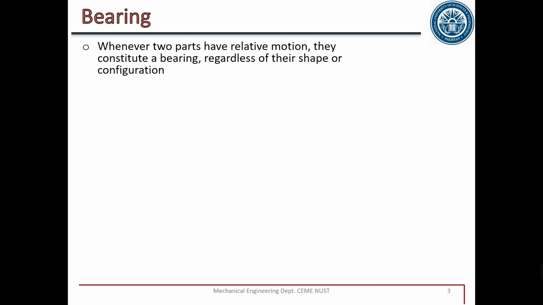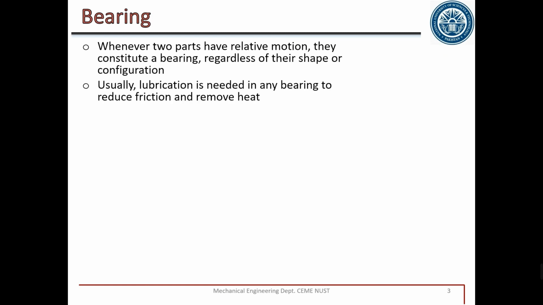So starting from the definition of bearing, whenever two parts have relative motion, they constitute a bearing regardless of their shape or configuration. Usually lubrication is needed in any bearing to reduce friction. As metal slides on another metal, we require lubrication, because lubrication reduces the friction.